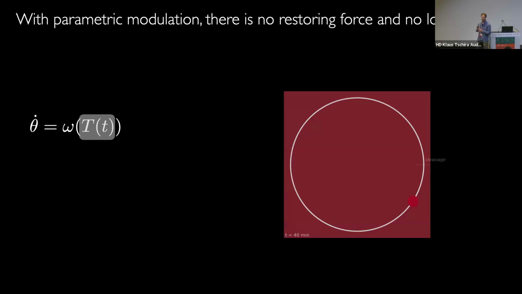So the second way of modulating the system is parametrically, where I'm just taking the phase oscillator, and the period of the oscillator is now modulated periodically in time. So here in the animation, you've got, again, an oscillator that is moving around. And the color is showing you red.